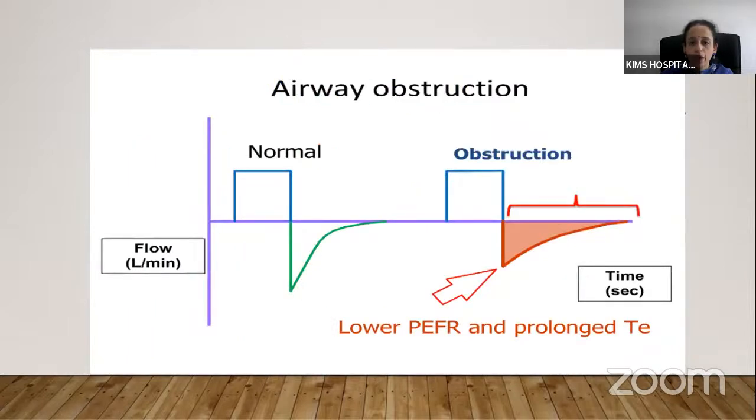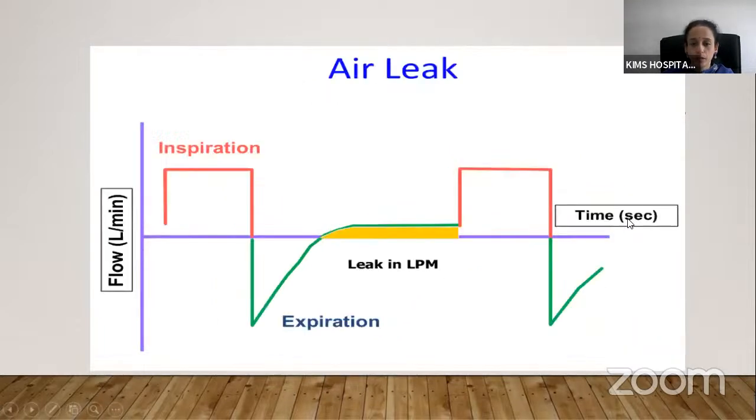So, how will airway obstruction look? There will be a prolonged, lower peak expiratory flow rate and prolonged E time in airway obstruction, which is seen like this in the flow scalar. So, if there is a leak in the flow scalar, the expiratory limb will shoot above the baseline. This is the leak.